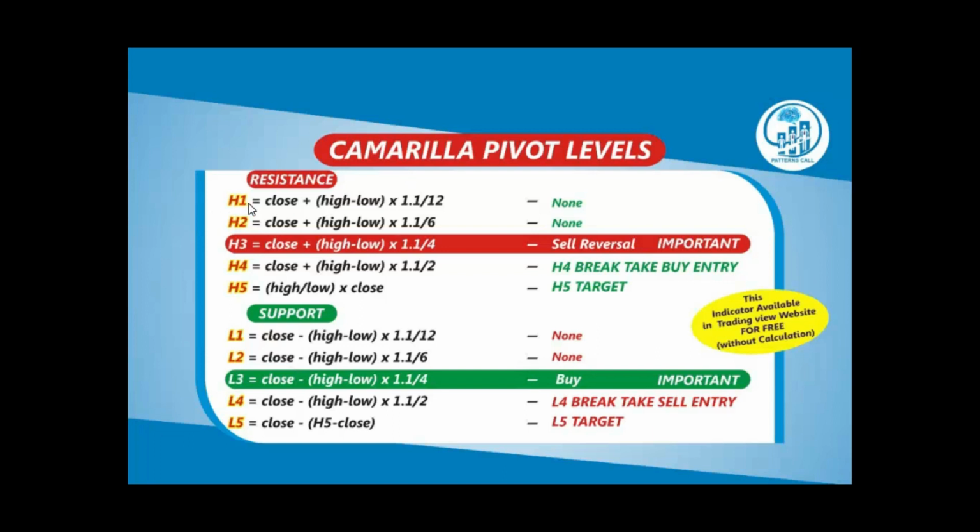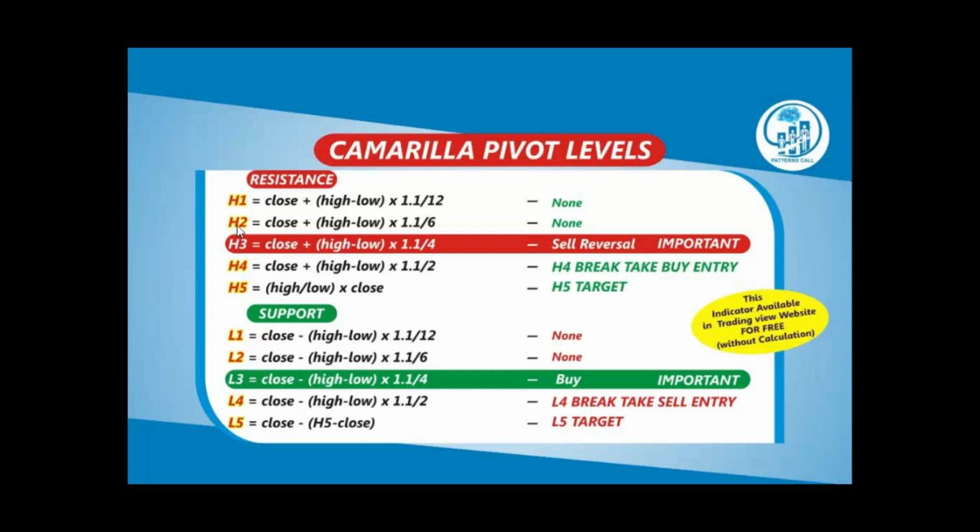So first, how to calculate this? You just mark the previous day high, previous day low, and previous day close. Then you can calculate the 10 support and resistance lines. But you don't need to do it every time. This indicator is available on the TradingView website for free without calculation. Then we will see how to apply the Camarilla pivot levels in TradingView for free.